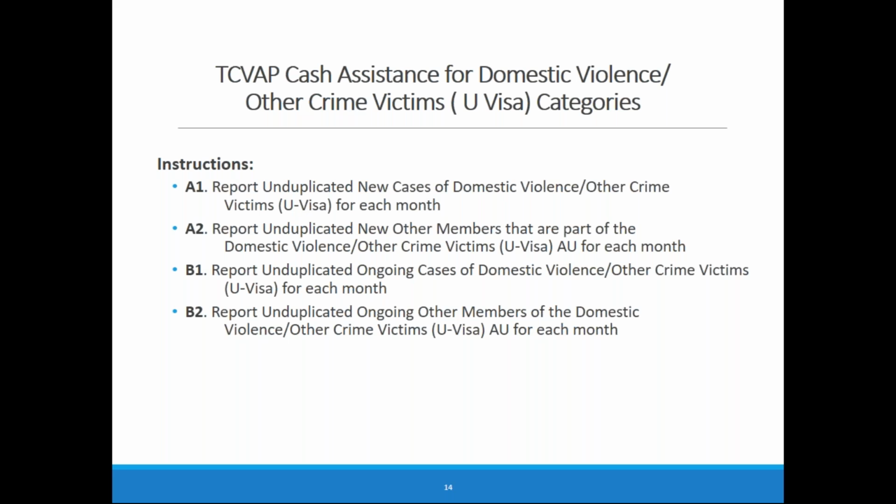The data entry for the TCVAP Cash Assistance for Domestic Violence Other Crime Victims is located on a separate tab and is divided in four categories or columns. Column A1 to report unduplicated new cases of domestic violence, other crime victims for each month. Column A2 to report unduplicated new other members that are part of the domestic violence or other crime victims assistance unit for each month. Column B1 to report unduplicated ongoing cases of domestic violence or other crime victims for each month. And column B2 to report unduplicated ongoing other members that are part of the domestic violence other crime victims assistance unit for each month.